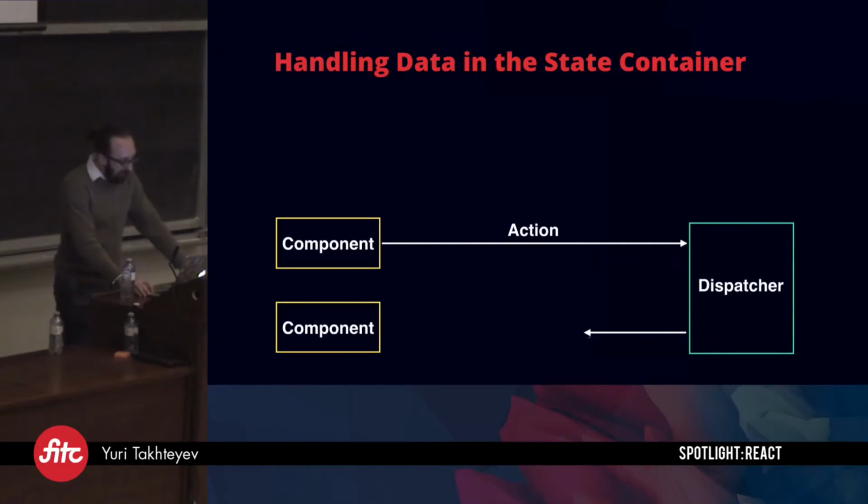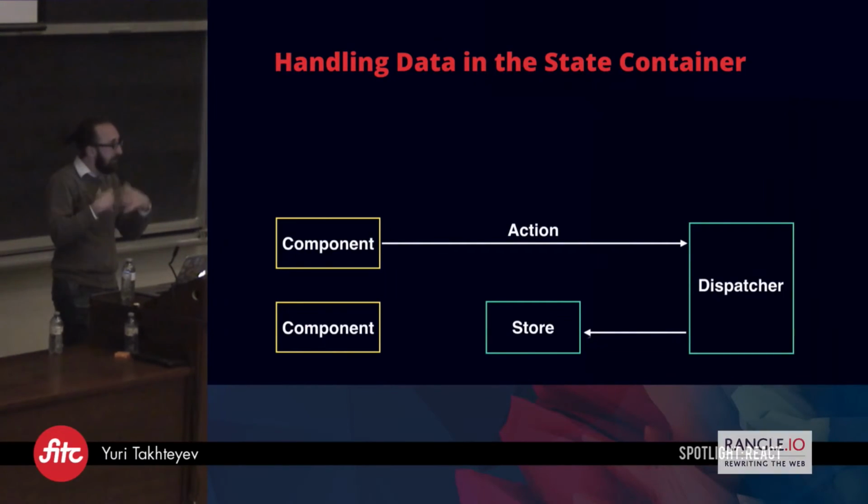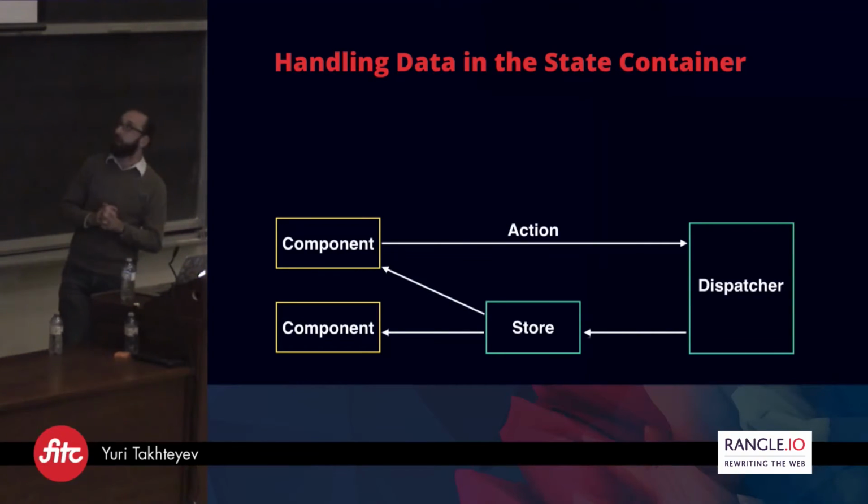And then the next step is the dispatcher notifies stores. So in Flux, you have several units that keep track of your application state, and they're called stores. Usually you have several of them. Stores keep the actual state of your application, so the business logic state. And they then send this out to components. Right? So this way everyone gets to update whenever you have an update.